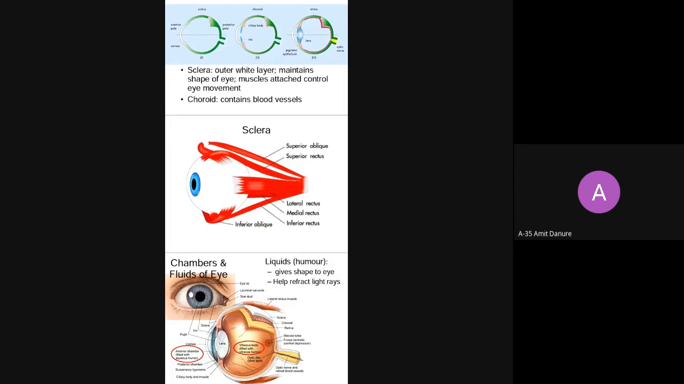Whatever image we capture, whatever object is visualized by our human eye, whatever image is seen by the eye, that information can be transferred to the human brain by using the various types of optic nerves. Okay.